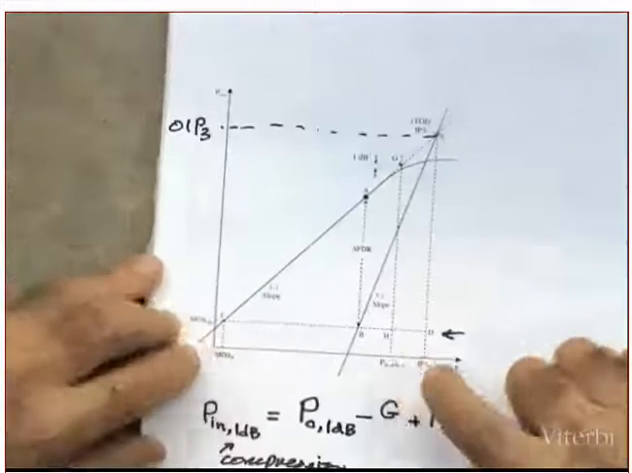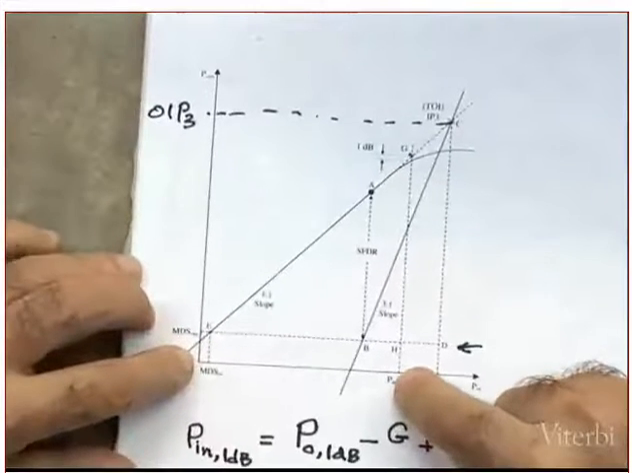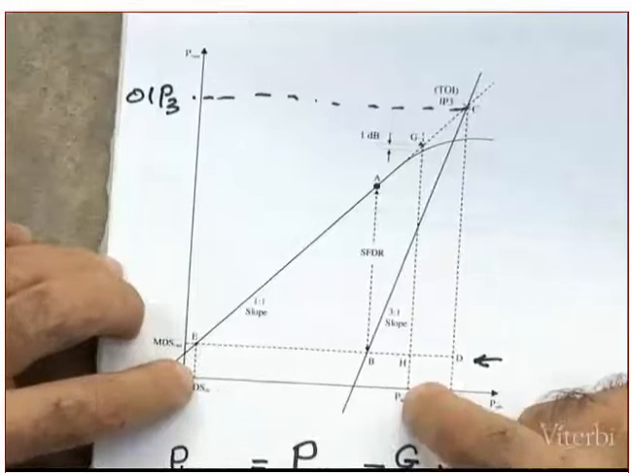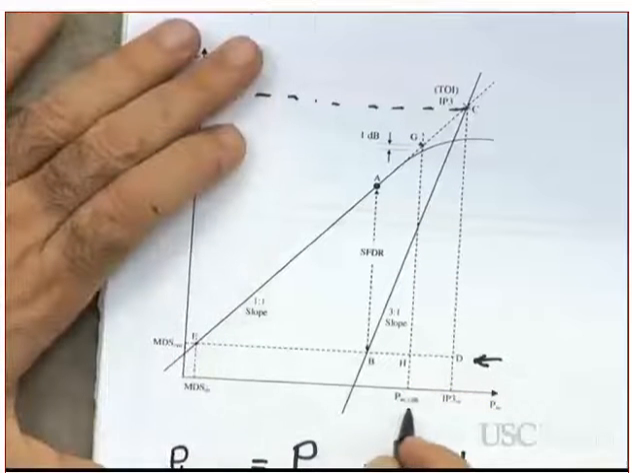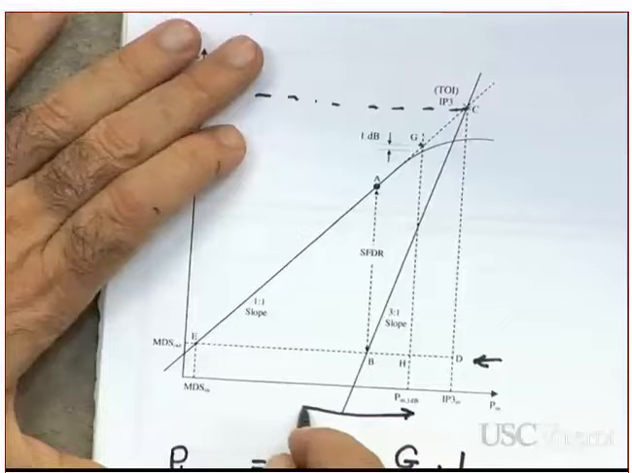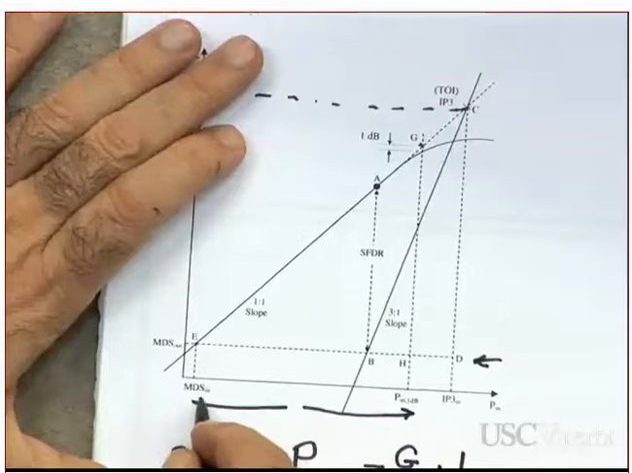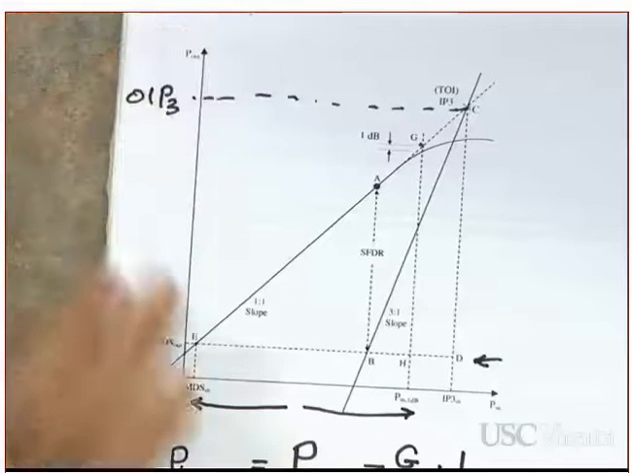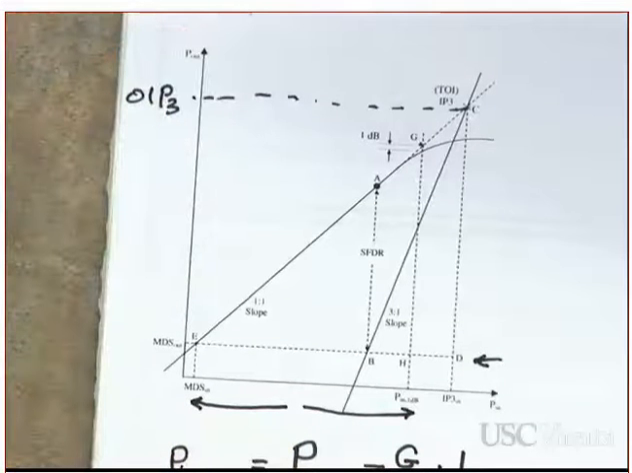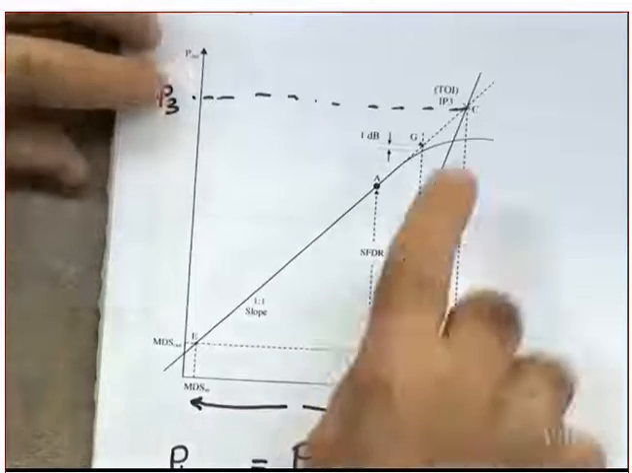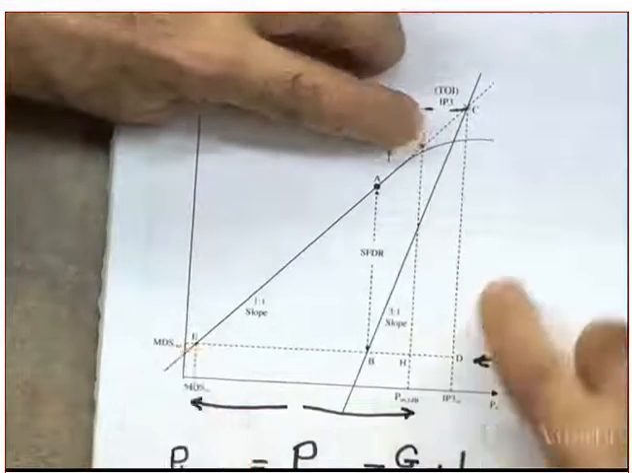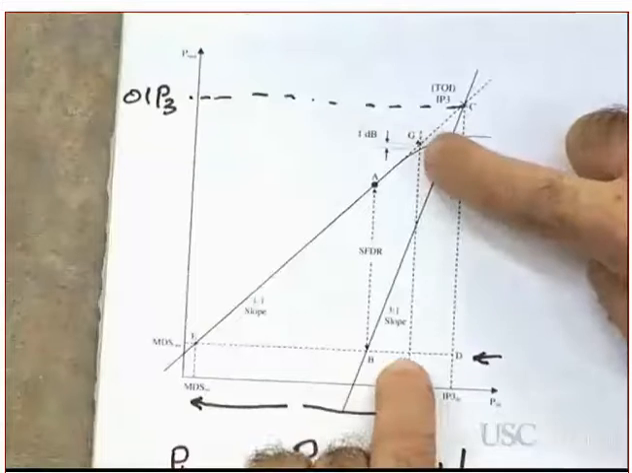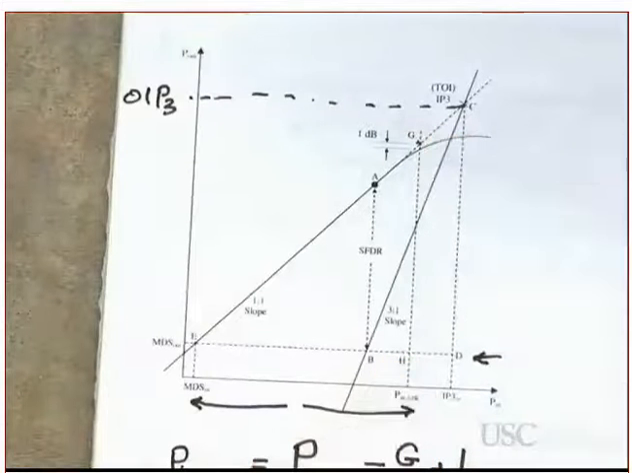From here to here. Did you get my point? From here all the way to here. Or you could measure it on the output side, from here to here. Did you get my point or not?